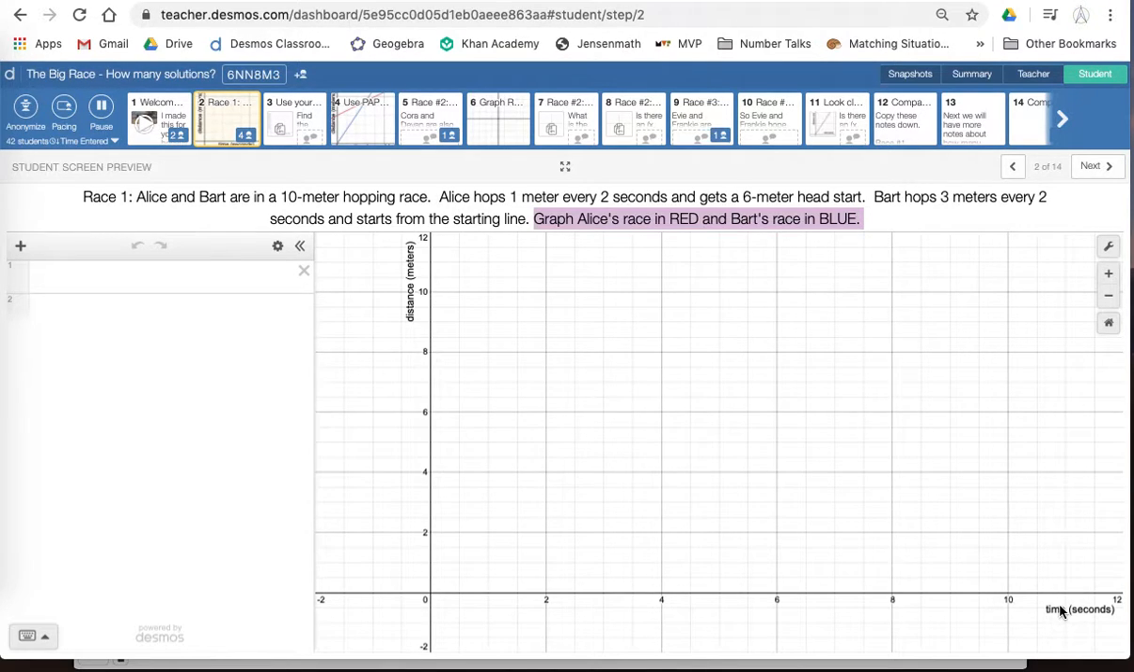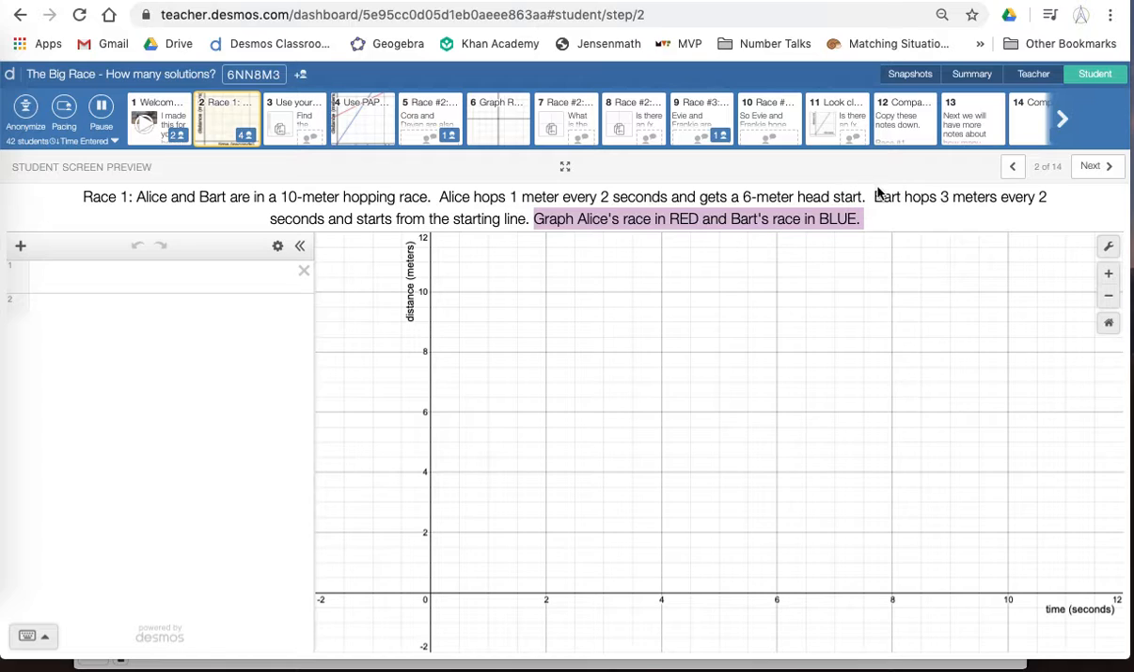You can see this graph below has time measured on the x-axis in seconds. We go 1 second, 2 seconds, 3 seconds, 4, so the scaling is every 2 seconds. You can see that distance is measured on the y-axis in meters, also scaling by 2s, so you have to go 1, 2, 3, 4.